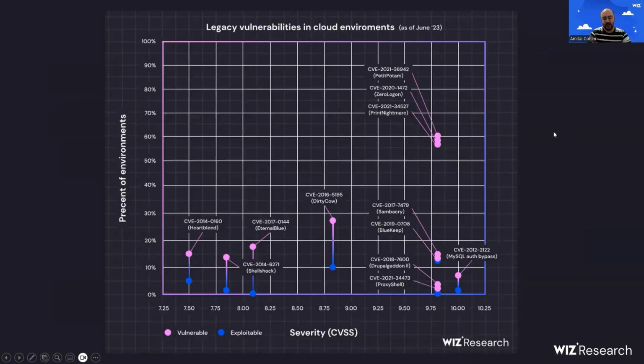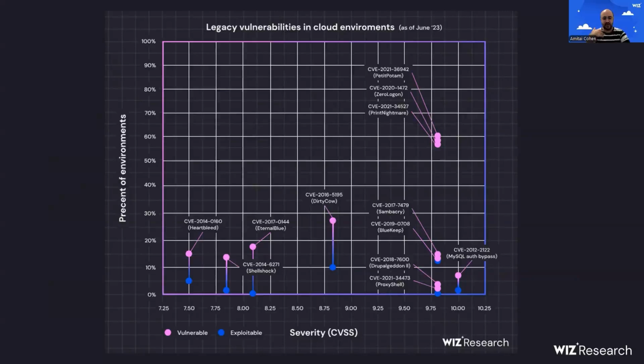And vulnerabilities have a very, very long half-life in the cloud. Our data shows that you can still see instances of relatively ancient things like Eternal Blue and Dirty Cow, Print Nightmare, Proxy Shell, Heartbleed. A lot of this stuff is still quite prevalent in the cloud. Fortunately, though, when you check the numbers, the number of instances of these vulnerabilities where they're actually exploitable externally by virtue of being on a publicly exposed machine is rather low.